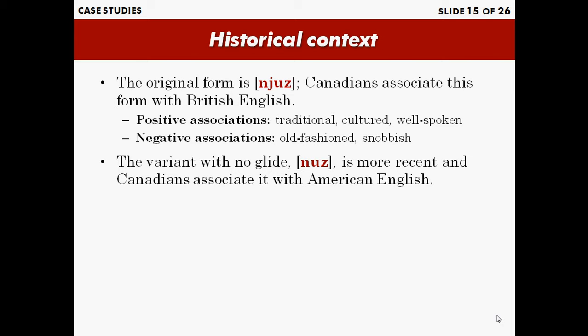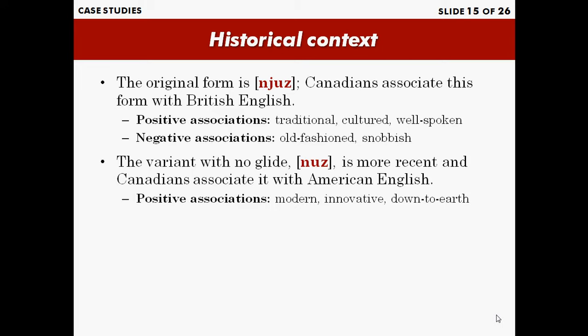The variant that doesn't have a glide, "news", this is a newer variant. And if Canadians have any association, they would associate it more with sounding like Americans than sounding like British people. And again, there are both positive and negative connotations that come along with that.